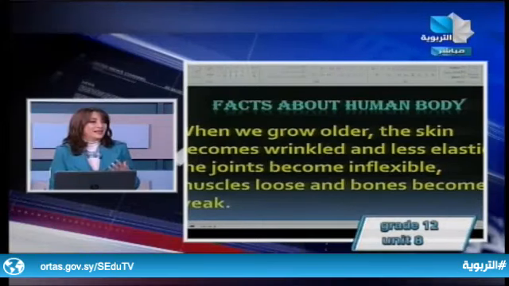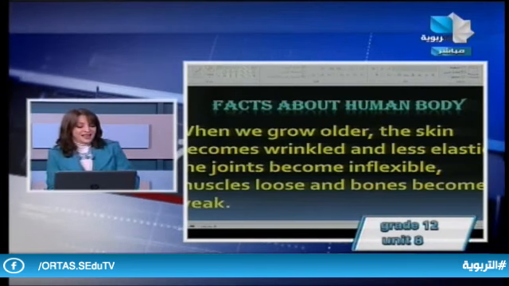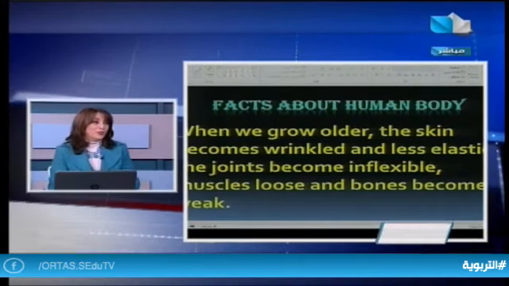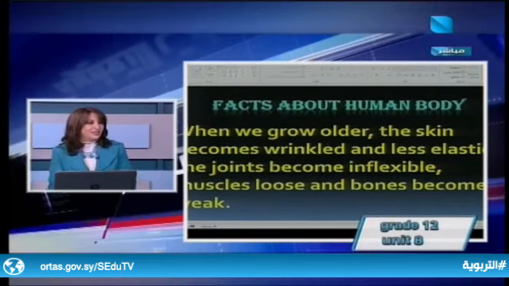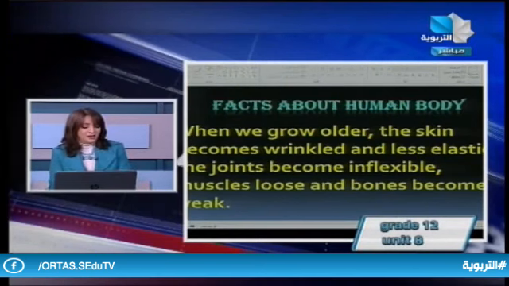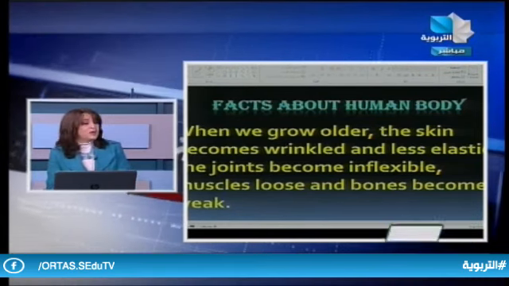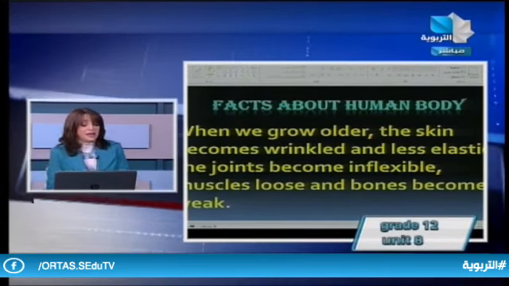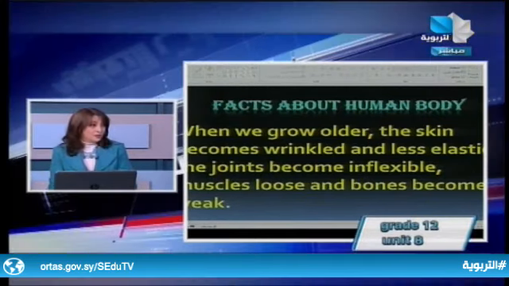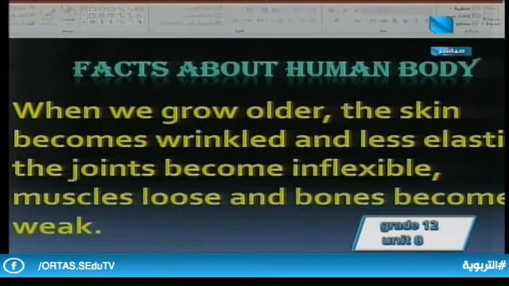Of course, when we grow older, everything changes in our bodies. We all know that young people have tight skin. So when we grow older, the skin becomes wrinkled and less elastic, or less flexible. And as for the other parts of our body, for example, the joints become inflexible. And the muscles become loose. And bones become, of course, weak.